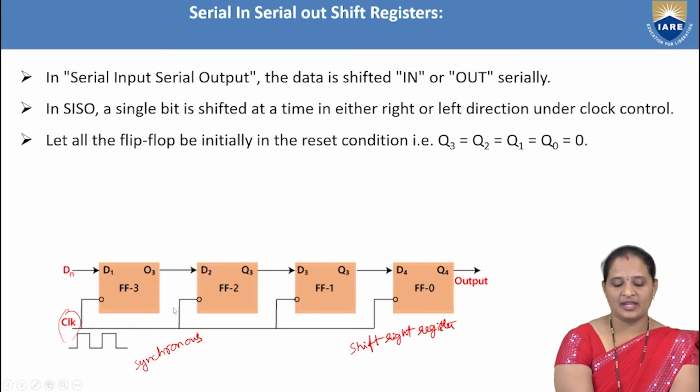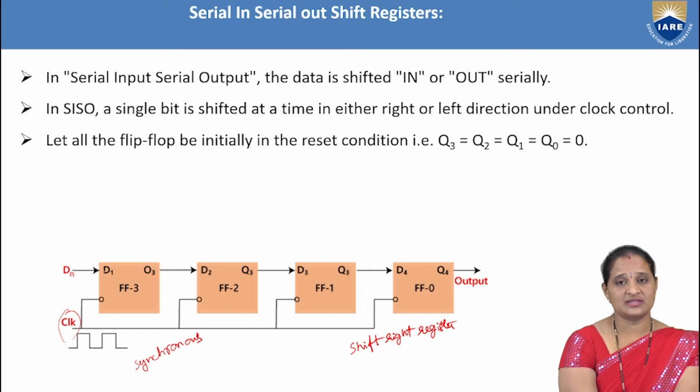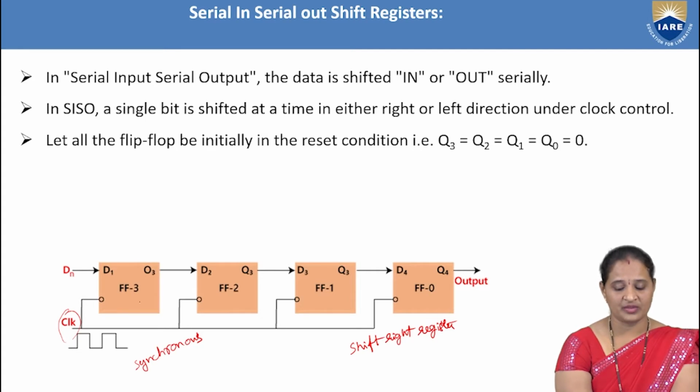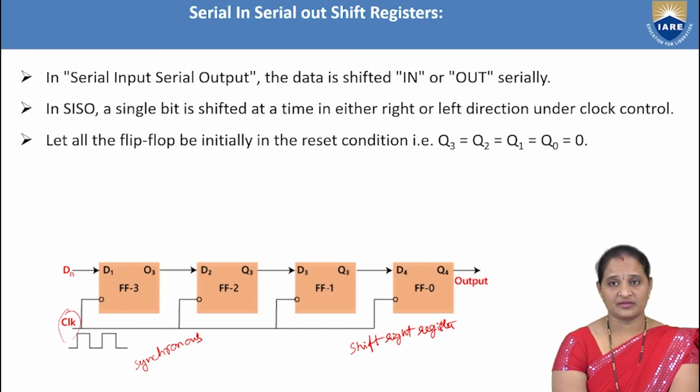The data input is applied to the first flip-flop, or the leftmost flip-flop, and the output of flip-flop 3 is connected as input to flip-flop 2. Similarly, the output of flip-flop 2 is connected as input to flip-flop 1, and the output of flip-flop 1 is connected as input to flip-flop 0. Finally, the output is read from the last flip-flop, that is flip-flop 0.